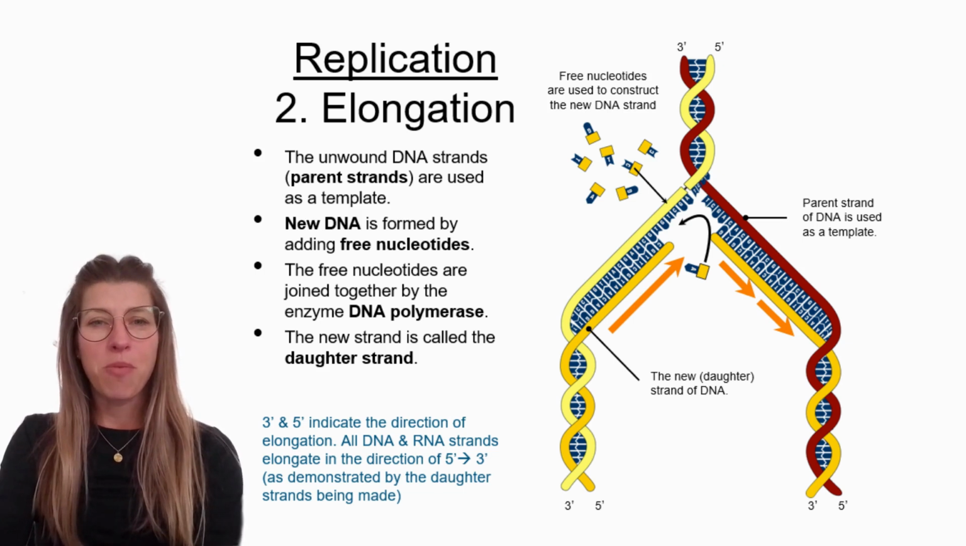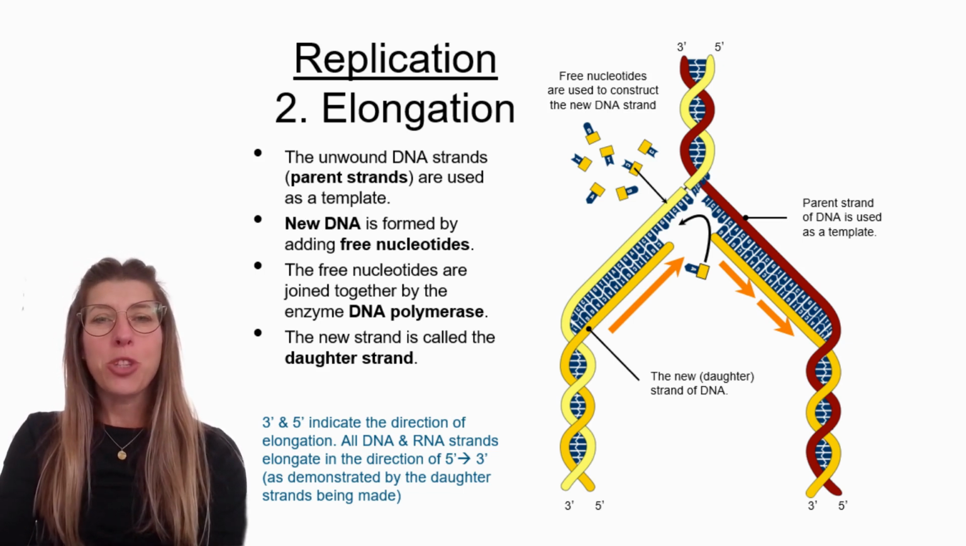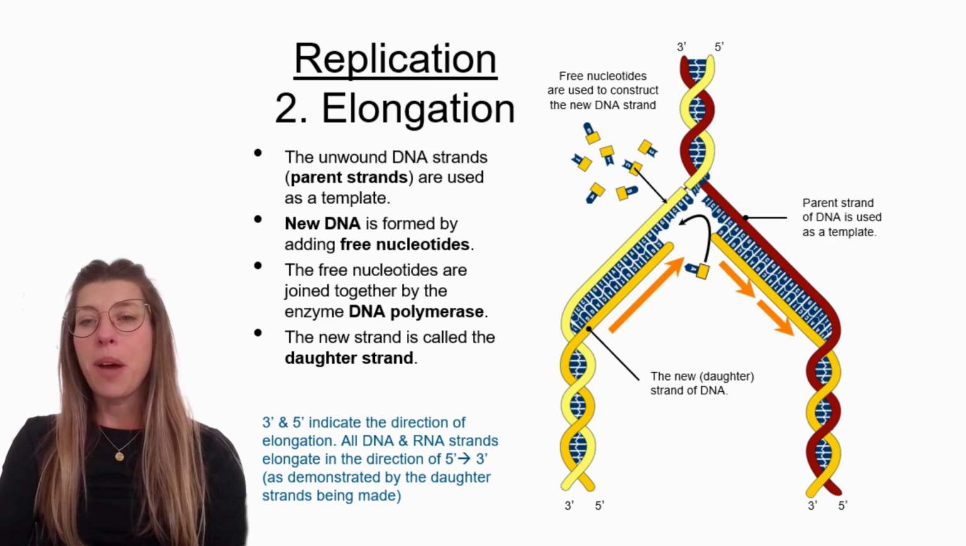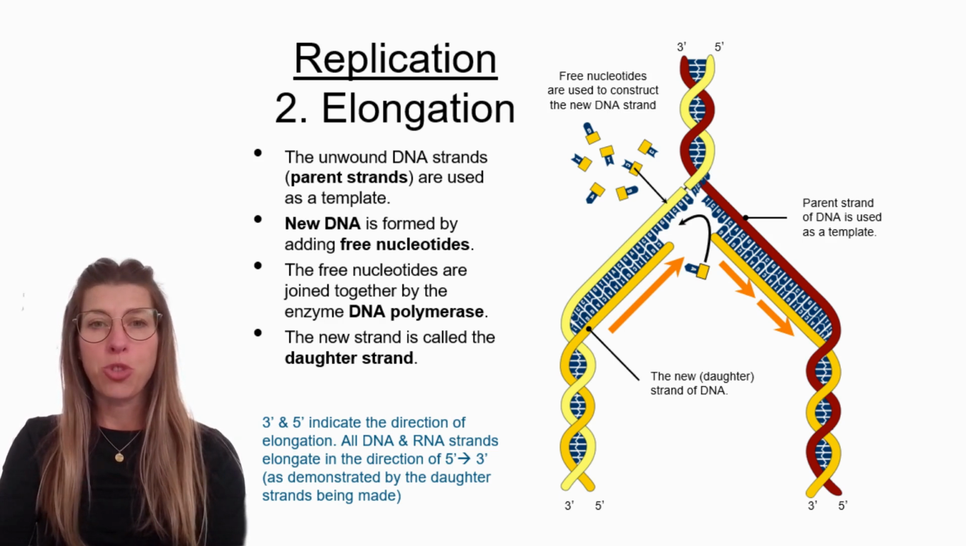And we end up with the unwound DNA strands that is going to be used as a template. Now, these original strands, again, are called the parent strands, the ones that just unwound. And new DNA is formed by adding free nucleotides. Free nucleotides are actually free-floating around the nucleus, and they can be picked up during this process. And with the enzyme DNA polymerase, that will catalyze the bonding along this DNA strand with its complementary base pairs to form the new daughter strands.